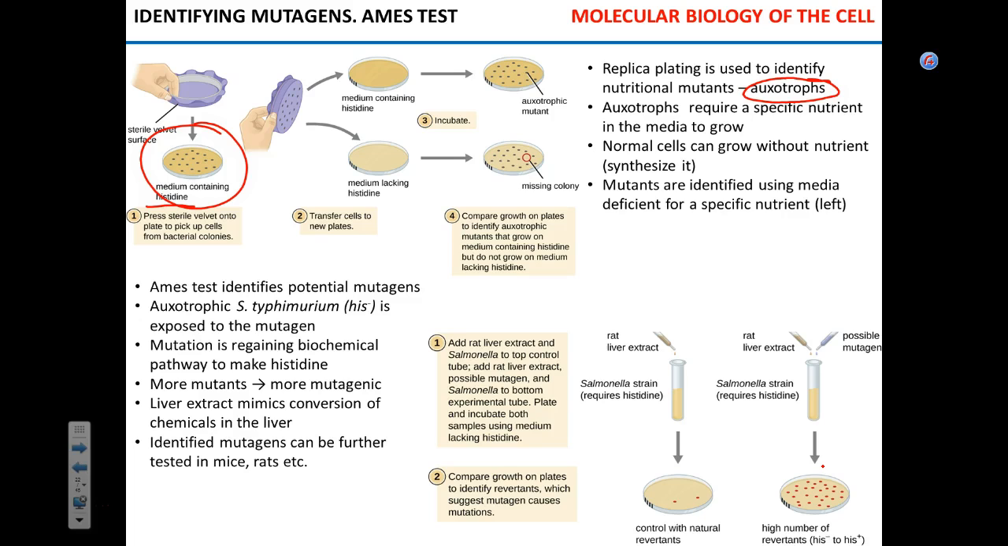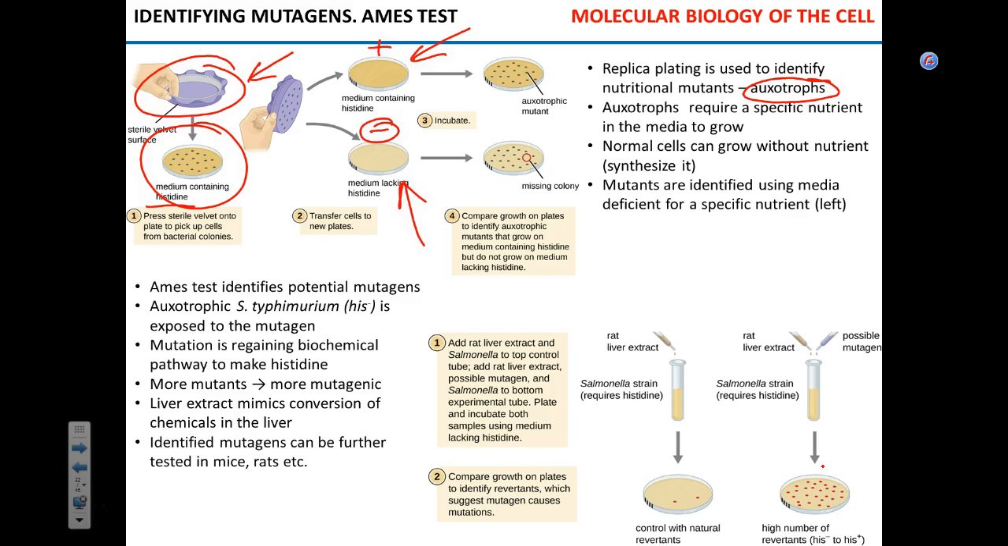Does that make sense? And then we do the replica plating. So take a little, I don't know how to say, a stamp thing, okay? And we pretty much press the velvet against the initial culture, and then we transfer microbes to a couple of other plates, one of them containing histidine, one of them having no histidine at all. Now, the medium that doesn't have histidine, the microbes that cannot make it, are they going to survive on the histidine negative medium? No.